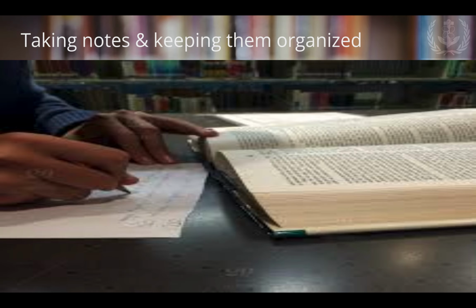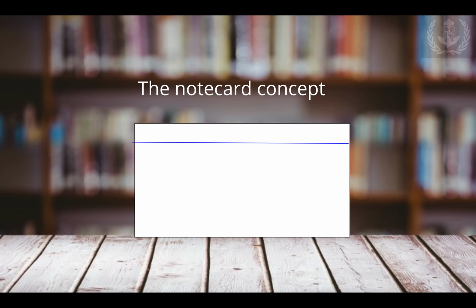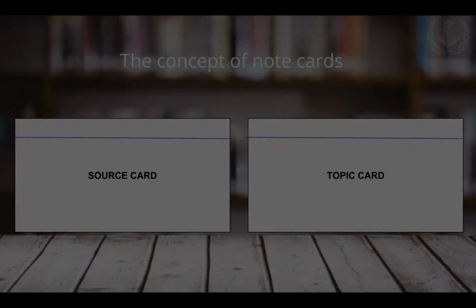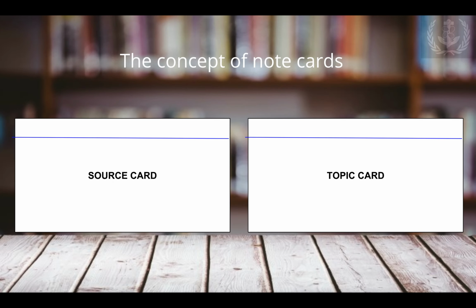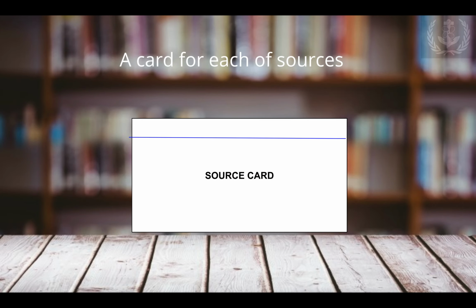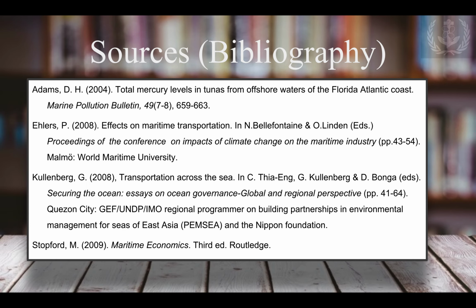If you recall from the previous video, we introduced the concept of organizing your research using note cards. We created two types of note cards, the source card and the topical or subject card. The source card we fill out by simply taking our list of references and making one and only one card for each resource.